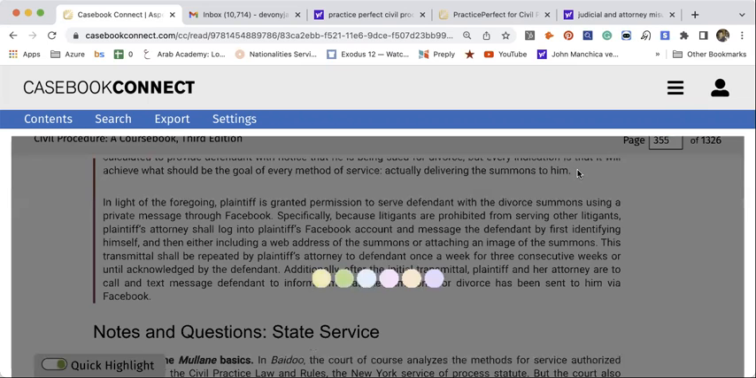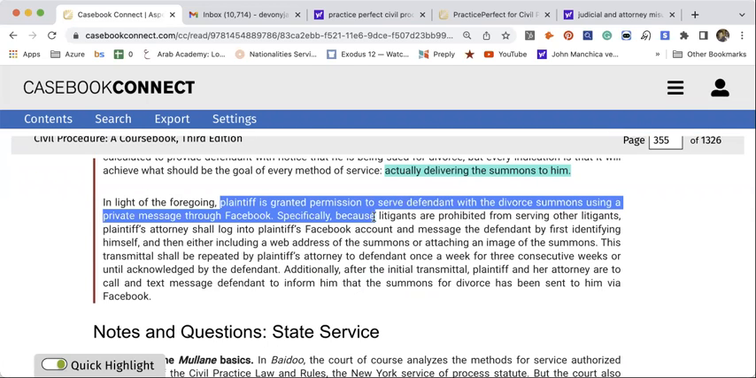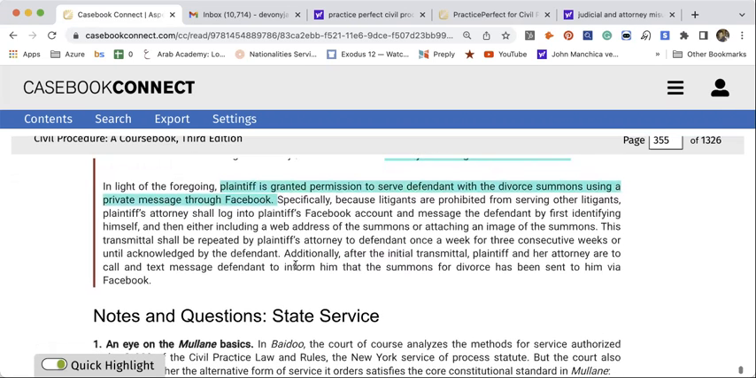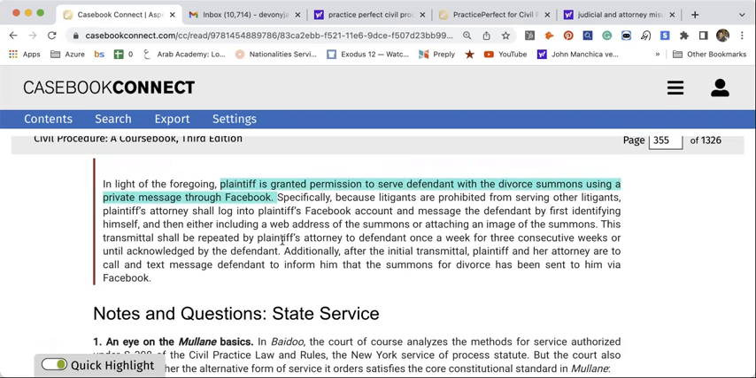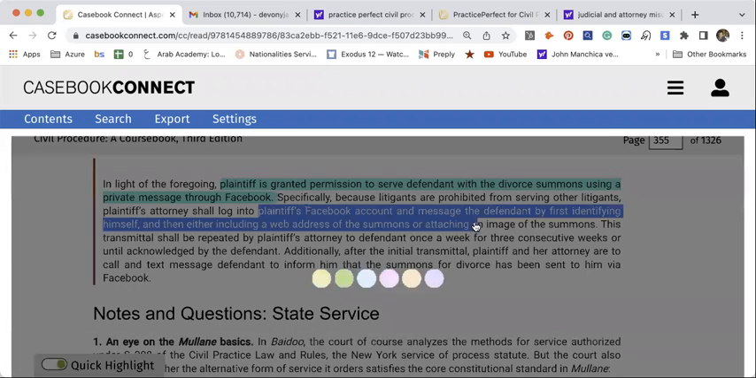In light of the foregoing, plaintiff is granted permission to serve the defendant with a divorce summons using private messages on Facebook, specifically because litigants are prohibited from serving other litigants. Plaintiff's attorney shall log into plaintiff's Facebook account and message the defendant by first identifying himself and either including a web address of the summons or attaching the image of the summons.